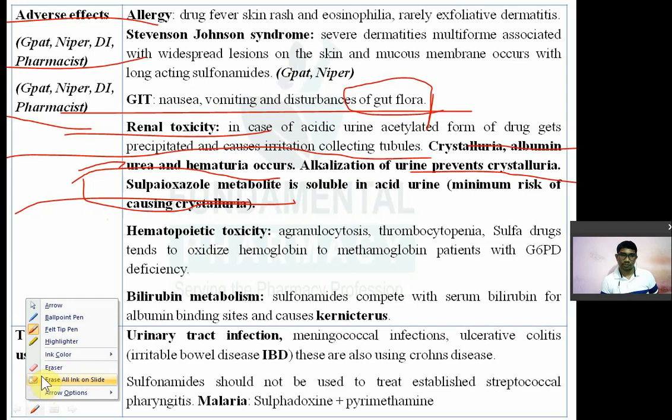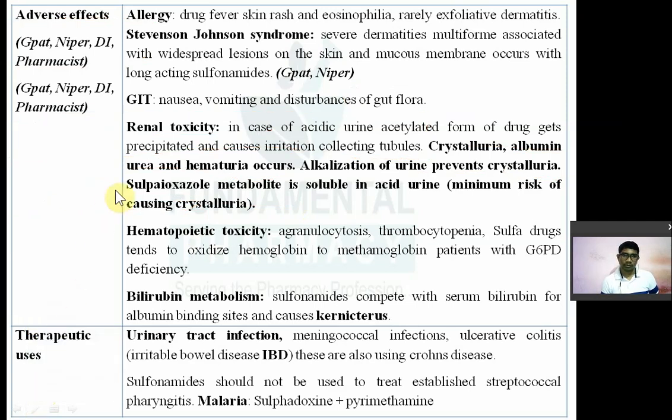It can also come as a question on this. Sulfisoxazole will have the least risk of crystalluria. So sulfisoxazole will have less risk of causing crystalluria. Hematopoietic, what will be the toxicity on the blood? So obviously this is a basic drug, this sulfa drug. They can cause granulocytopenia, cytopenia.